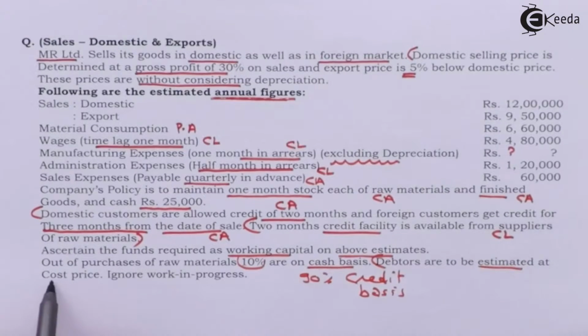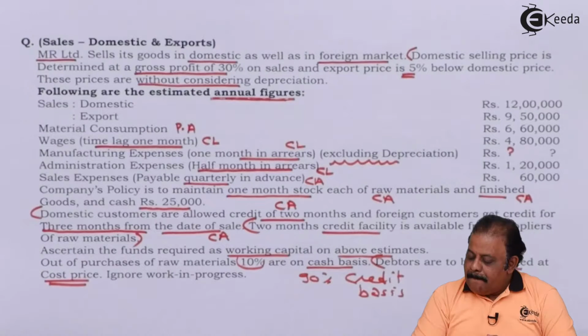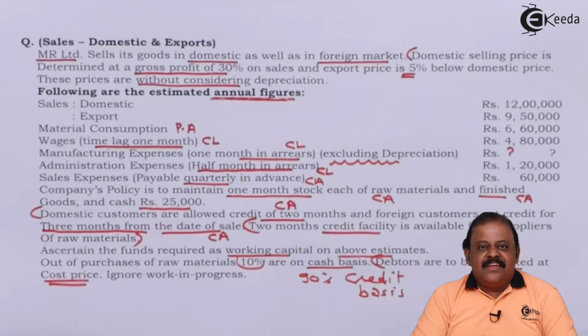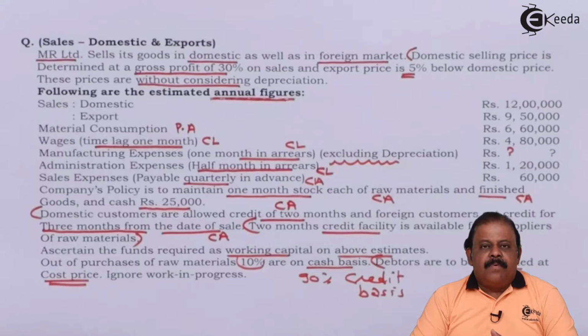Debtors are to be estimated at cost price and not at sale price. Ignore work in progress. That means there is no work in progress. In this question, they have not given the per unit details. Moreover, they have also not given the information of actual units produced and sold. They have given per annum values. With the help of this, we can calculate working capital. How to do this? Let us understand by preparing suitable working notes.